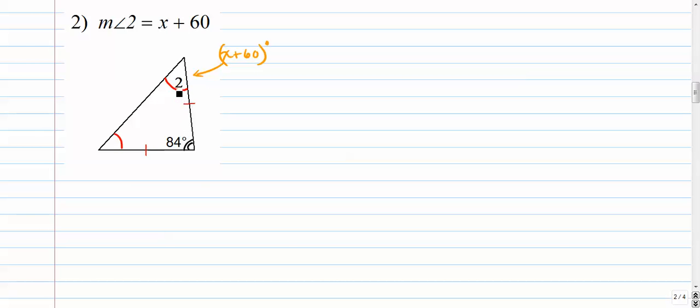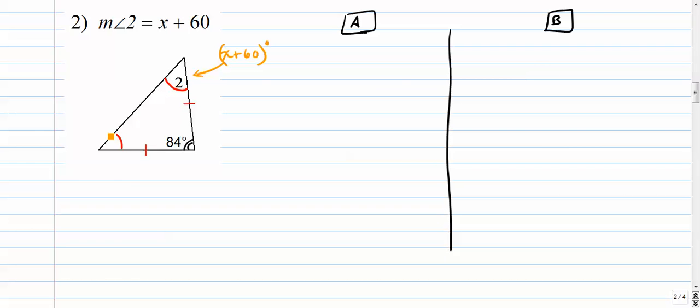In any event, we first need to figure out that, well, I guess there are two different ways to do this problem. Alright, let's go through method A, and then I'll show you method B. So method A is to make a copy. We know that angle 2 and this angle are the same, so we can just make a copy of them.